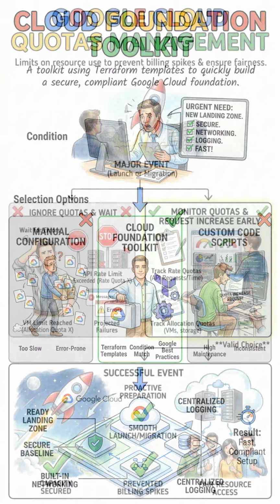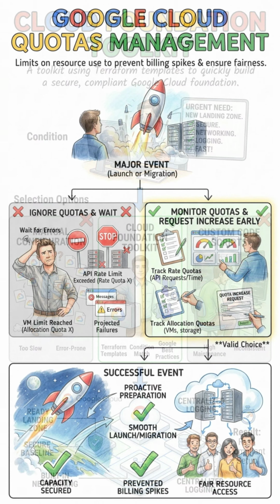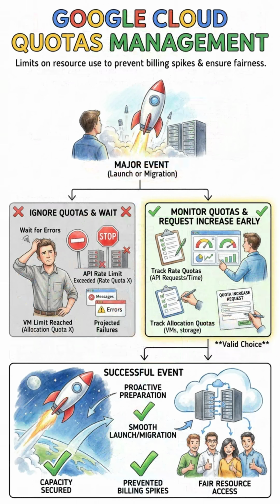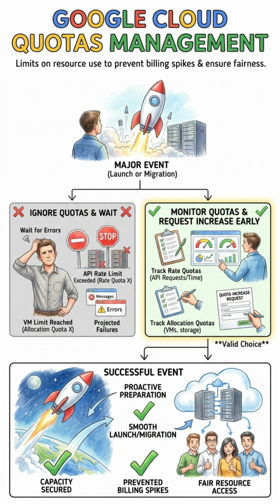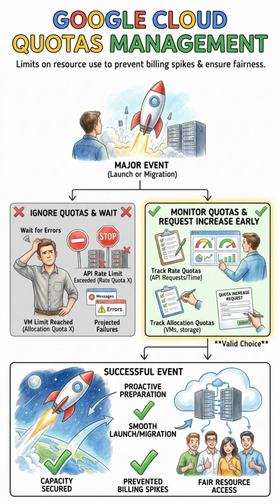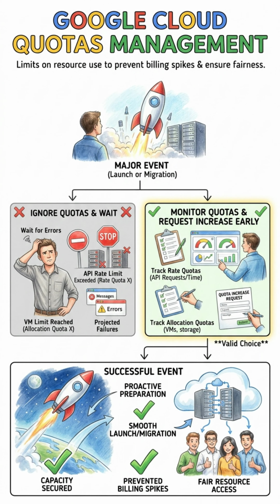As you provision cloud resources, you must be constantly aware of quotas, which are limits Google places on resource consumption to prevent unexpected billing spikes and ensure fairness among all cloud customers. There are rate quotas which limit API requests over time, and allocation quotas which limit the total number of resources like virtual machines you can launch. You should proactively monitor these quotas and request increases well before a major product launch or database migration.